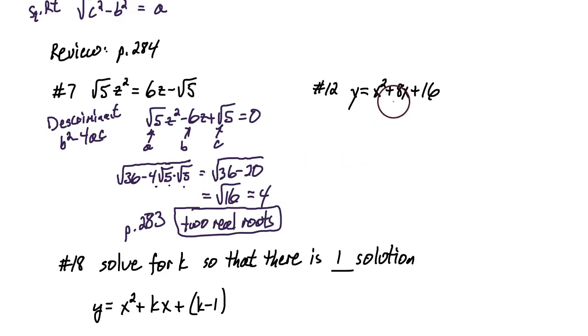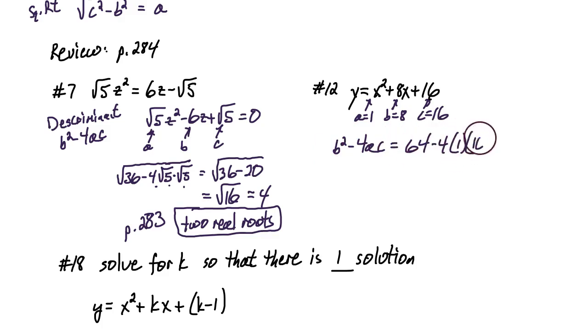Next, number 12. This one here is also about determining the nature of the roots. In this problem, a is 1, b is the 8, and c is the 16. So let's use the discriminant, which is b squared minus 4ac. b squared is 64, a is 1, and c is 16. This turns out to be 0. So using the chart on page 283, when the discriminant turns out to be 0, there is 1 real root.